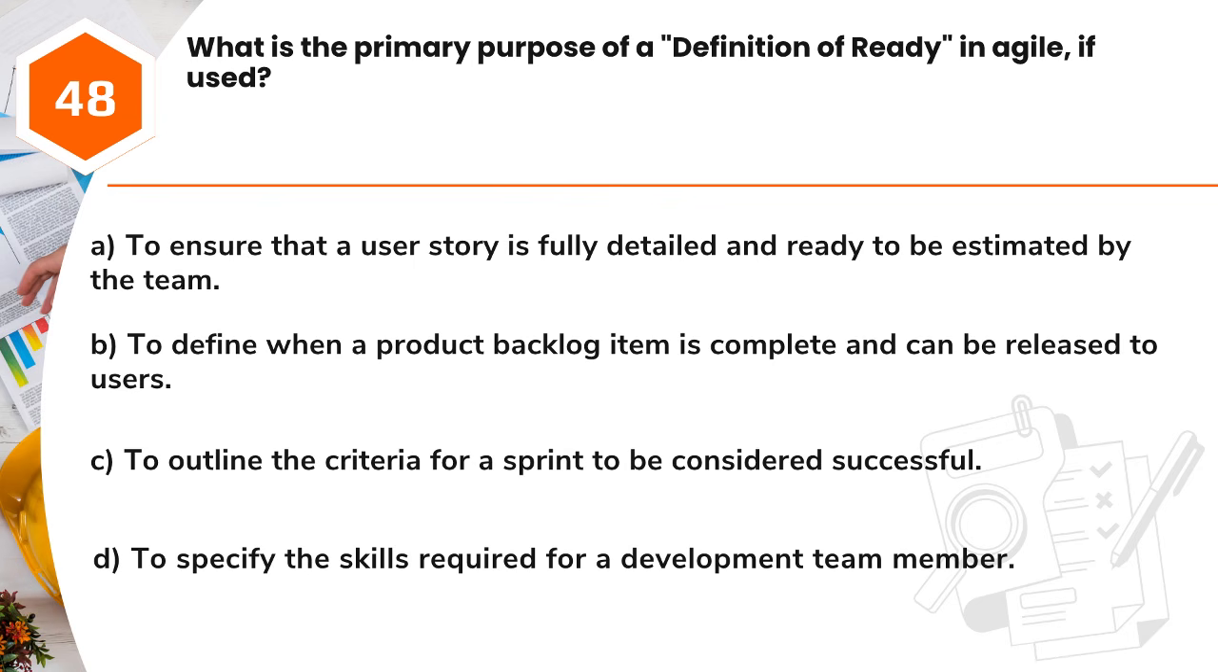Question 48. What is the primary purpose of a definition of ready in Agile, if used? A. To ensure that a user story is fully detailed and ready to be estimated by the team. B. To define when a product backlog item is complete and can be released to users. C. To outline the criteria for a sprint to be considered successful. D. To specify the skills required for a development team member.